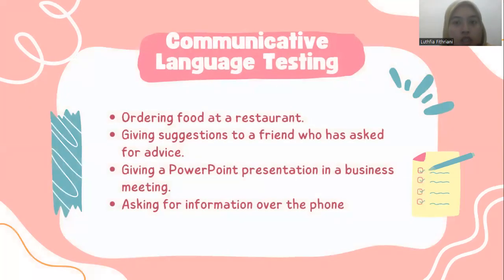The next approach is communicative language testing. So communicative language testing was a movement to enhance the validity of language tests by incorporating authentic material and activity based on prediction of the tested target language use. For example, ordering food at the restaurant, giving suggestion to a friend who has asked for advice, giving a PowerPoint presentation in a business meeting, and asking for information about a book.